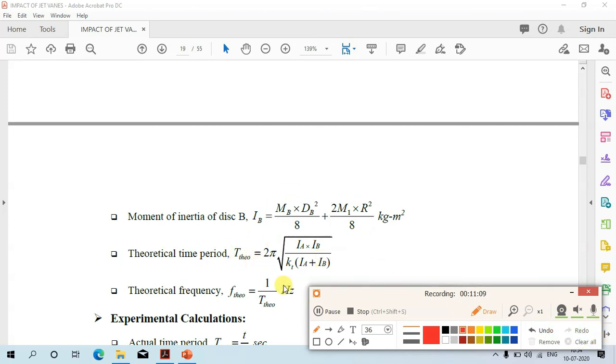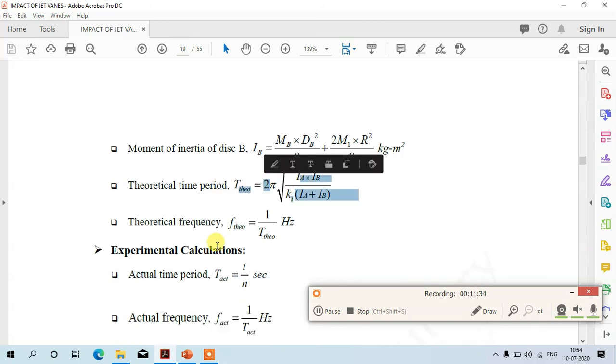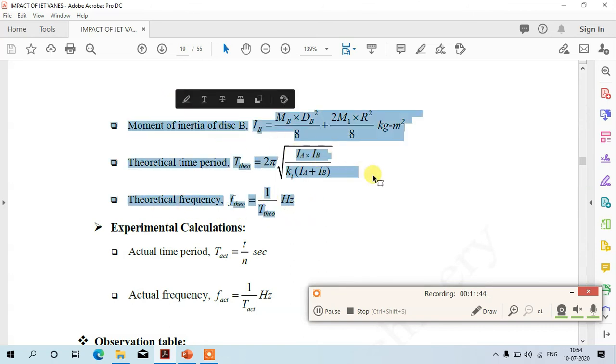This is the equation for the theoretical time period, which is equal to 2 pi under root IA into IB divided by Kt into (IA plus IB). This equation can be derived for a two rotor system, which is already given in the book. The theoretical frequency will be the inverse of this theoretical time period. So this portion is for the theoretical content.